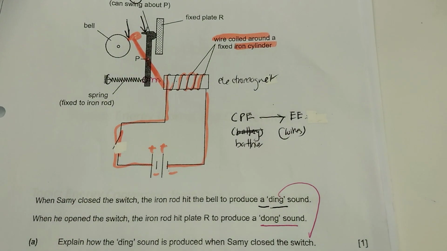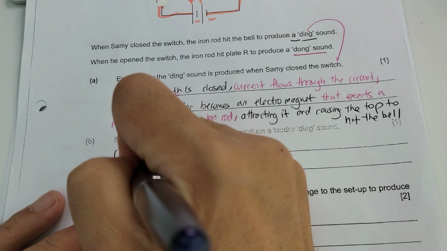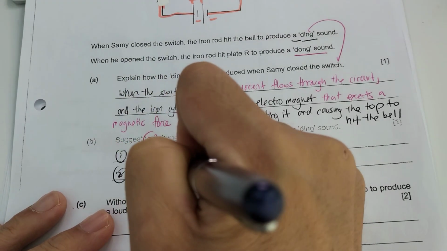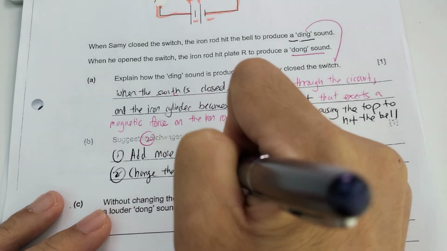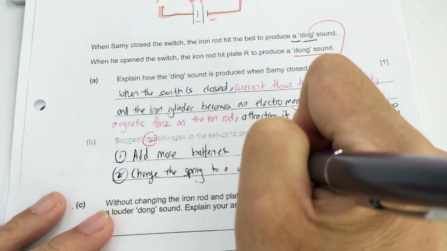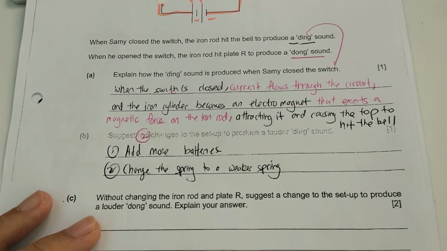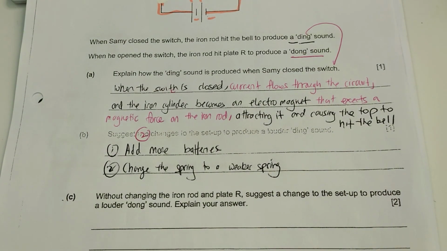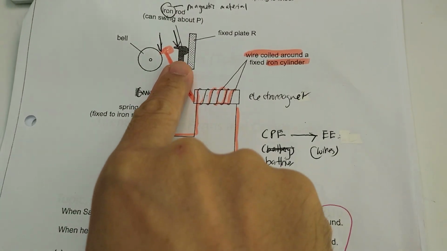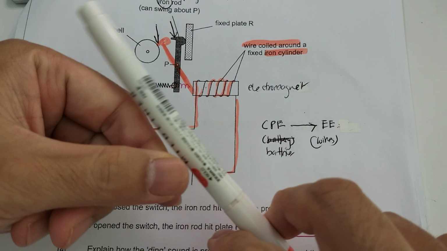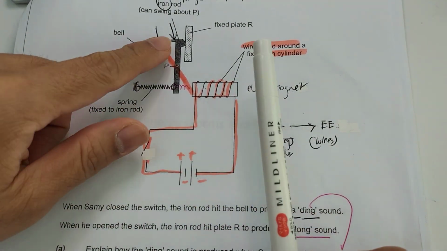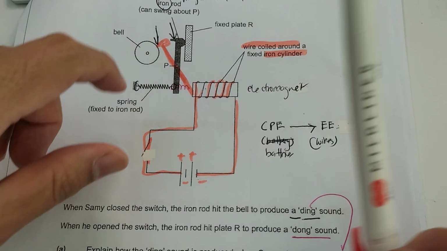So I think I'll go with the spring idea. So I will change the spring to a weaker spring, right? I could use the words more flexible spring, but I think weaker is a better word. Why? Because the earlier question used the words stronger spring, right? So this is a language that SEAB understands, so we use weaker spring. If the spring is weaker, then it will not slow down the movement of this rod P. So then it can swing here with more kinetic energy and hit this.